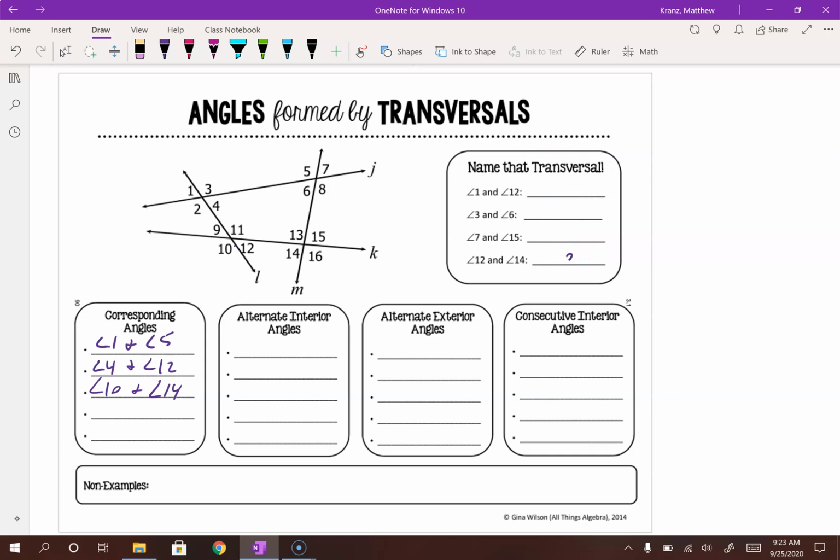All right, alternate interior. So let's look at these two clusters. Interior means between the two lines, and alternate means on either side. So I can look at 4 and 9. Also, 2 and 11 also count. If I look at these two, I'm looking inside my two lines, and I can see 13 and 12. So angle 12, angle 13. I'll do one more. Let's do these two. I can say that I have angle 3 and angle 6, because see how it's between the two lines?